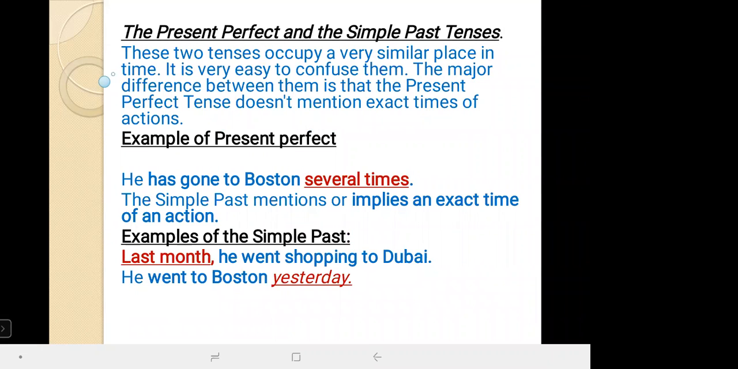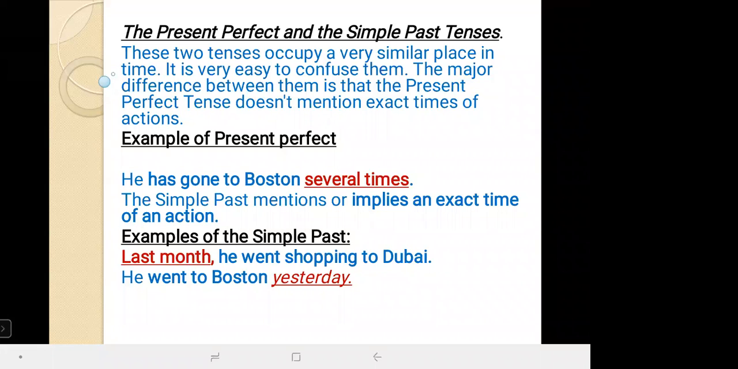The present perfect tense and the simple past tense. Remember this: present perfect and simple past tense are two different tenses, and people usually confuse them. These two tenses occupy a very similar place in time. It's very easy to confuse them. The major difference between them is that the present perfect tense doesn't mention the exact time of actions. He has gone to Boston several times.